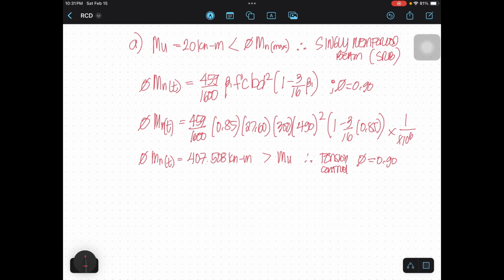Next, after satisfying series of checking, after natin malaman na ito ay singly reinforced beam, at the same time it is a tension controlled section, pwede na natin mag-proceed para malaman na natin kung ano ba yung tinatanong talaga, which is yung required tensile or required steel area. Okay, to do that, kailangan natin i-compute yung coefficient of resistance or Rn. Tapos, compute yung steel reinforcement ratio and etc. Okay?